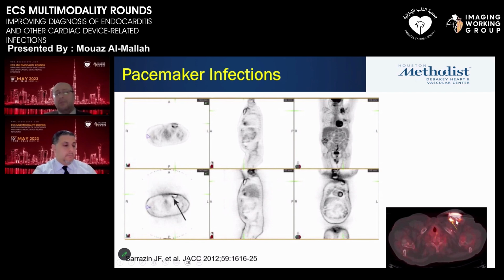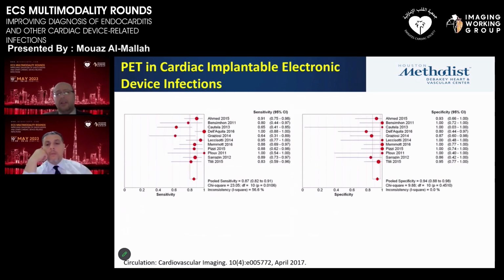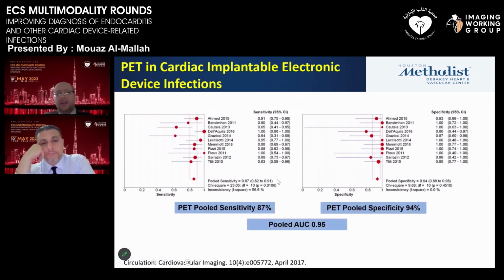And now, since this modality became available, we are doing more and more of these cases, looking at the pocket or the leads. And the sensitivity for the cardiac implantable devices is very high, 87% and 94%. And as you very well know, this may be very challenging to diagnose by echo and even by CT because we have a lot of blooming artifact from the device leads and metal that you see on the CT.